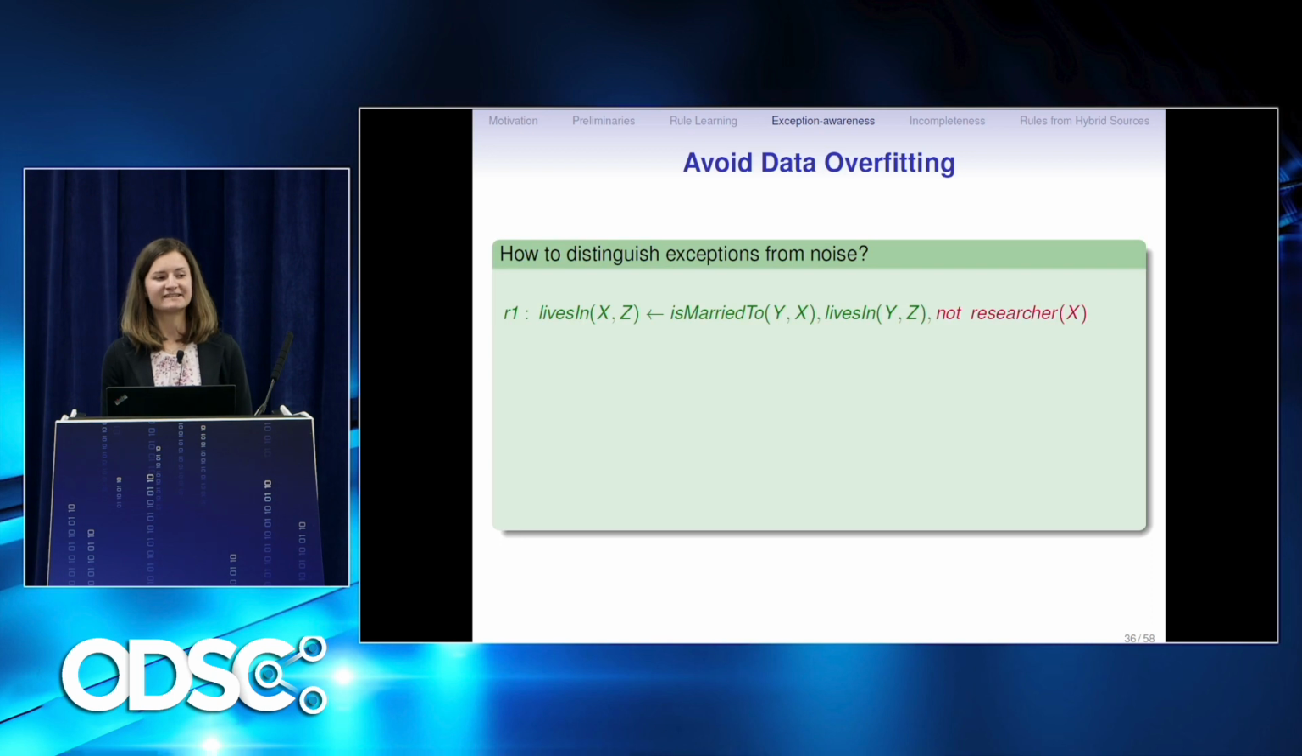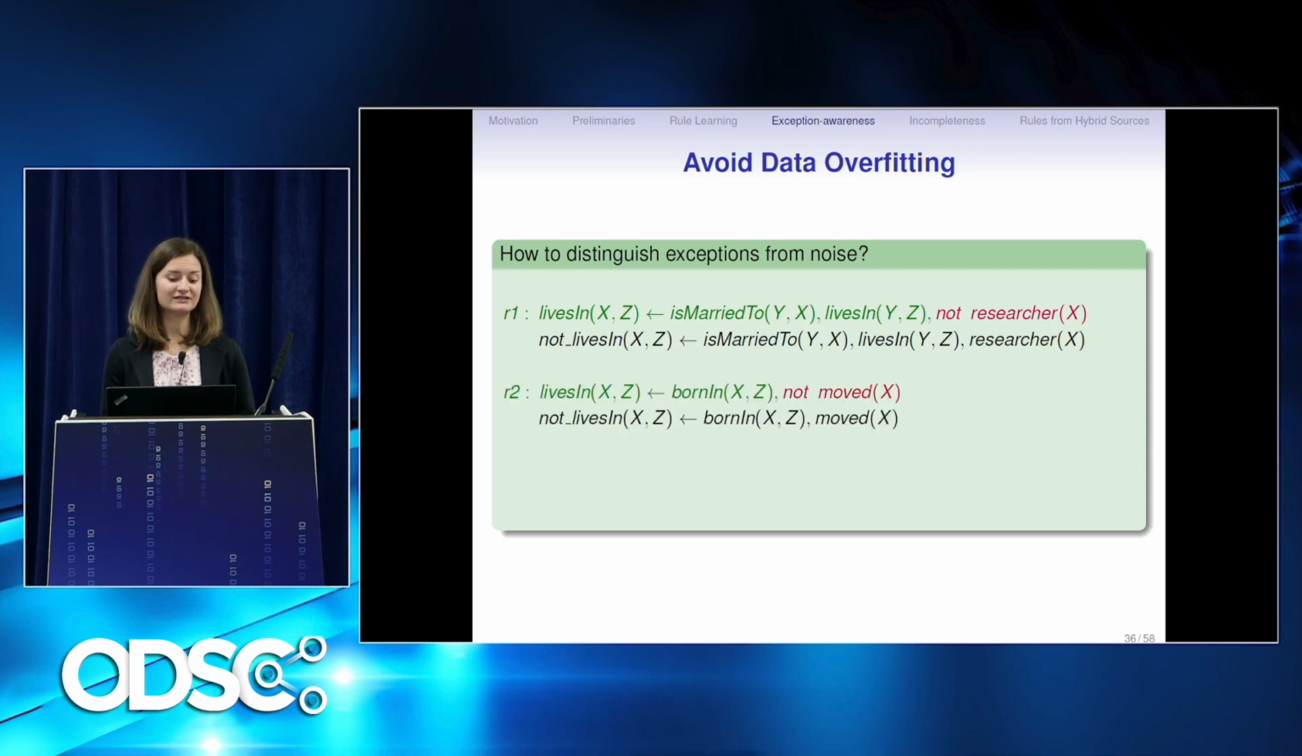So essentially imagine that we have a certain rule, the one that we've seen already before, stating that married people live together unless one is a researcher. So intuitively, this rule is a good one if there are sufficiently many people among whom one is a researcher and they do not live together. So we can rewrite this rule into the one that states exactly what I've just said.